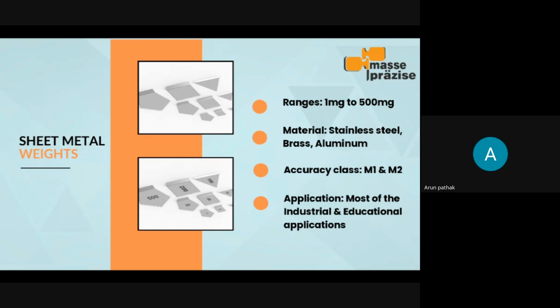Along with the cylindrical knob type weights, which range from 1 gram, sheet metal weights complete the range of weights from 1 mg to 1 kg. However, in the standard, these are written separately. 1 gram to 10 kg is called cylindrical knob type weight, and 1 mg to 500 mg is called sheet metal weights. Sheet metal weights are preferred for M1 and M2 accuracy classes.